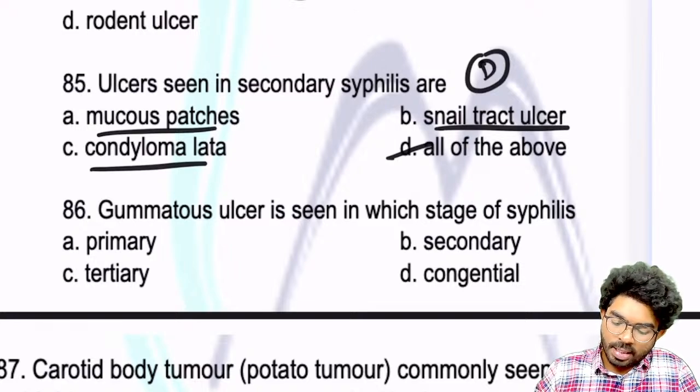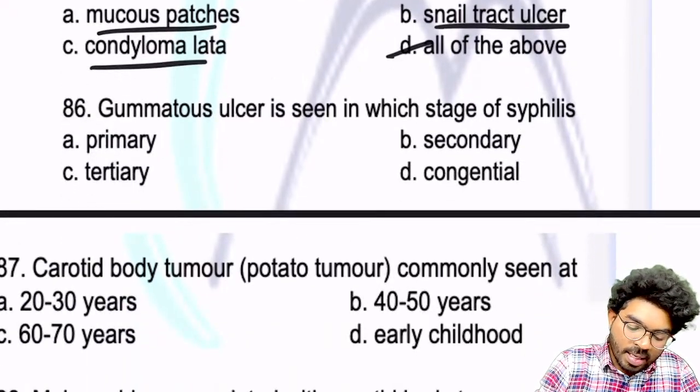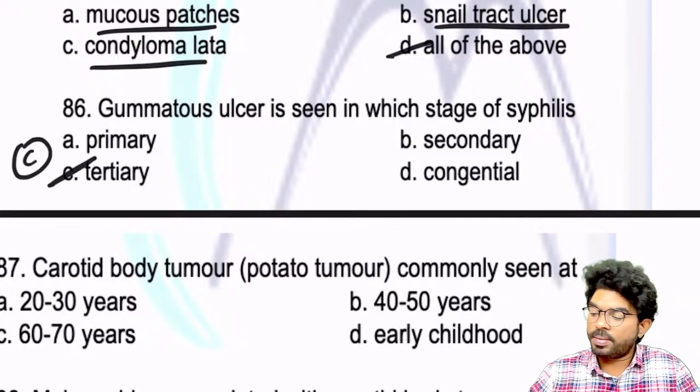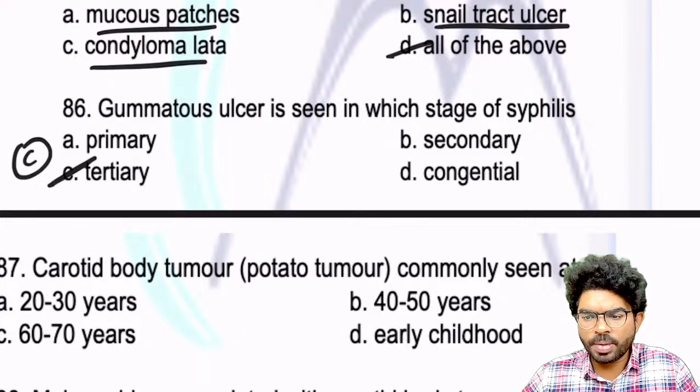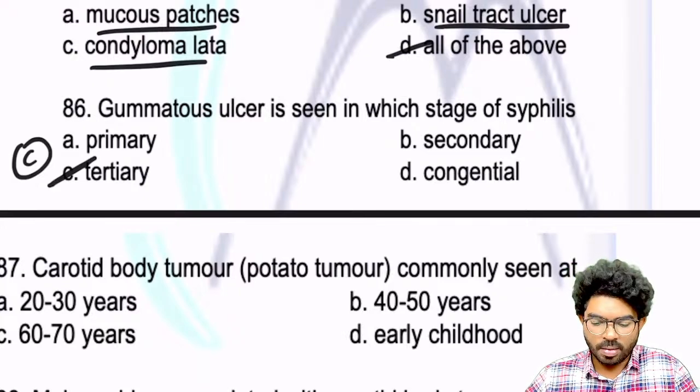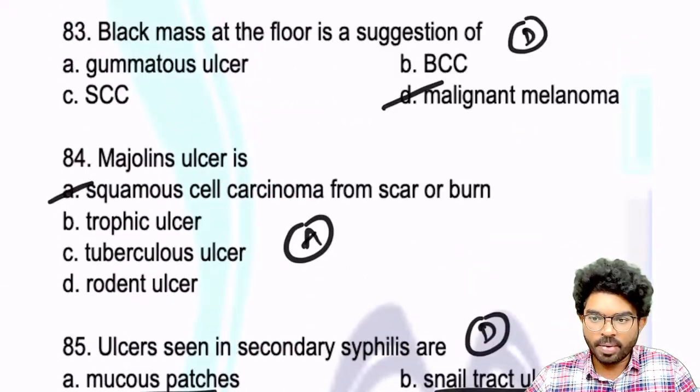Gummatous ulcer is seen in which type of syphilis? It is seen in tertiary syphilis. Okay, right? So a few questions we tried to solve from ulcers. I hope you guys are very, very clear regarding this.